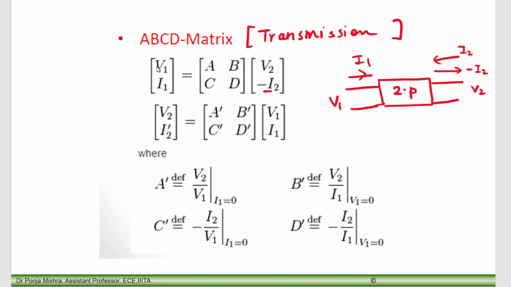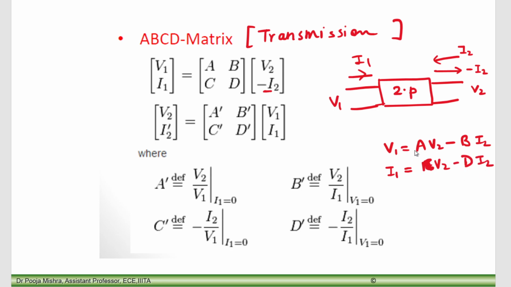So it relates the voltage and current at port 1 to the voltage and current at port 2, considering the current flows outside port 2. So ABCD relate like this, and this can be defined as follows. Let me write the equations. V1 is equal to A V2 minus B I2, and I1 is equal to C V2 minus D I2.